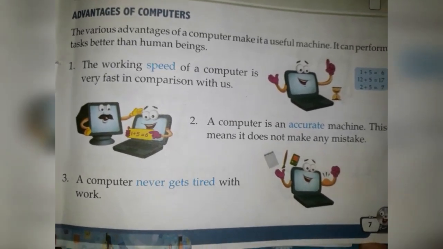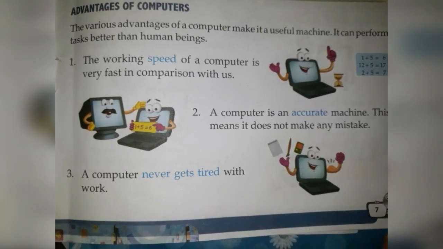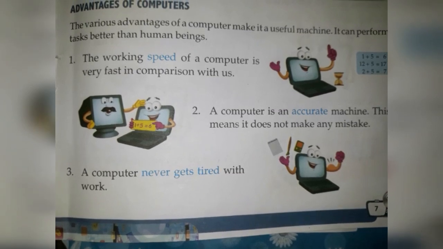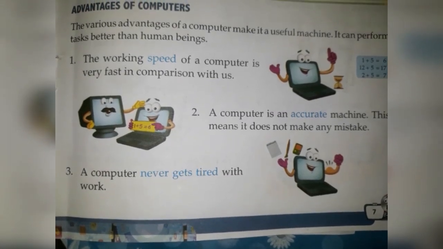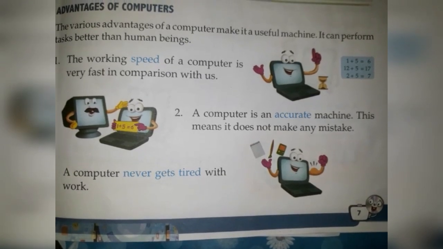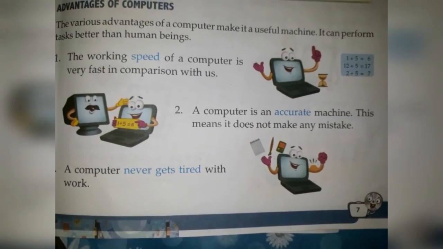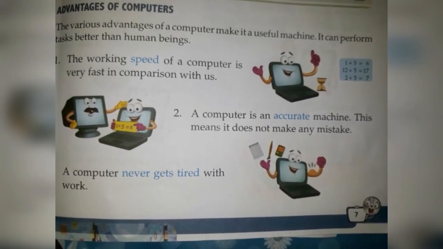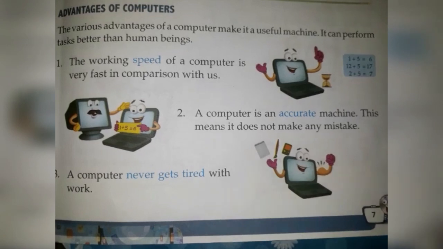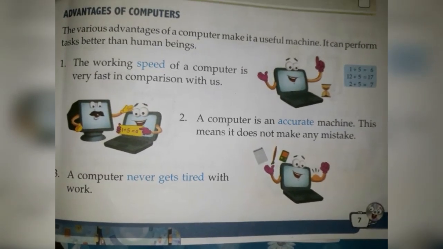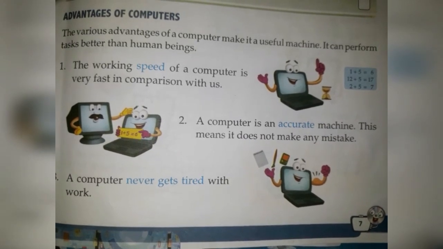The second thing is a computer is an accurate machine. Yes, if we are giving the information correctly, then the computer will give the exact result, because it works only on the instructions that we are giving to it. So a computer always gives the correct answers. Third thing is a computer never gets tired with work. Yes, computer is a machine, so it never gets tired. It can work for so long without getting tired.